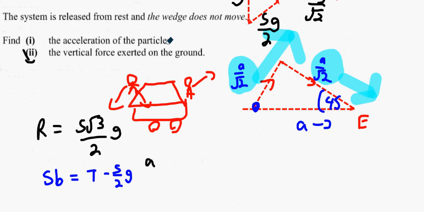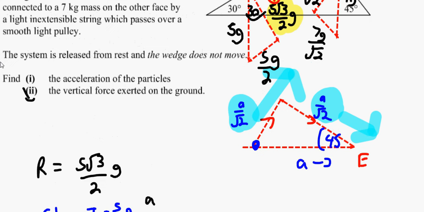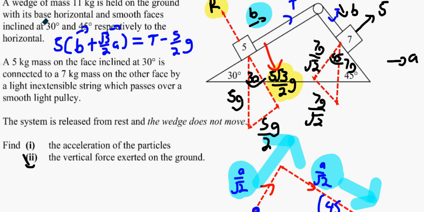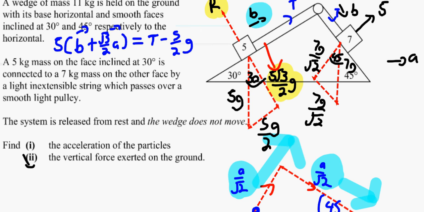Okay. So here's what we're going to do next. We are going to do parallel and perpendicular for the 7 kilogram particle. Let's start off with the perpendicular. What are the two forces that are perpendicular? Highlight them in green. What's that? The reaction force to the ground. And what's the other one? 7g over root 2. Is that right?